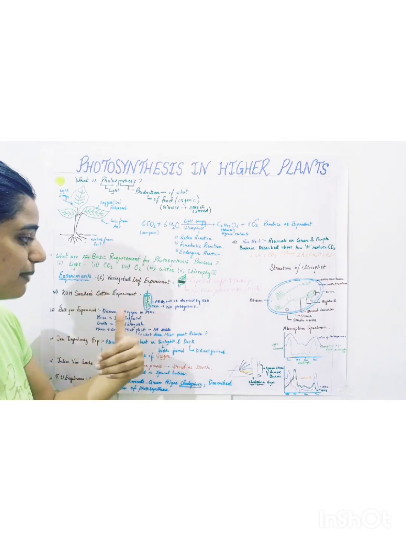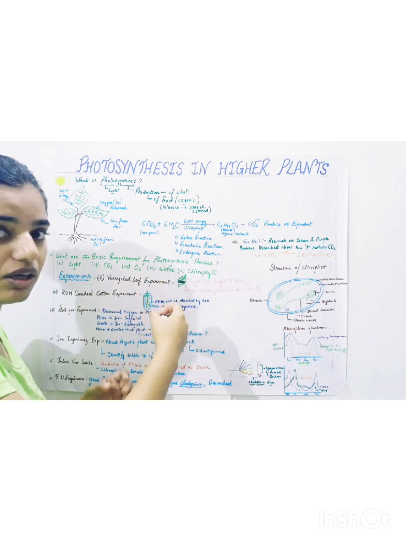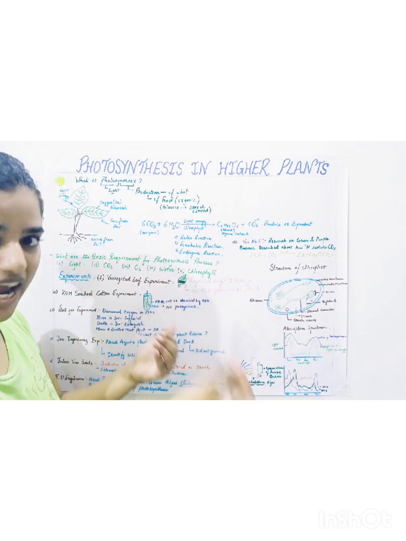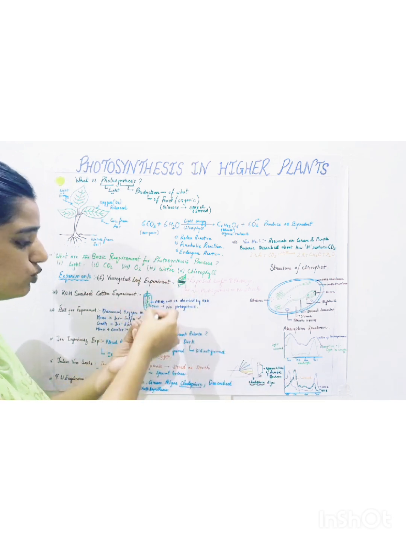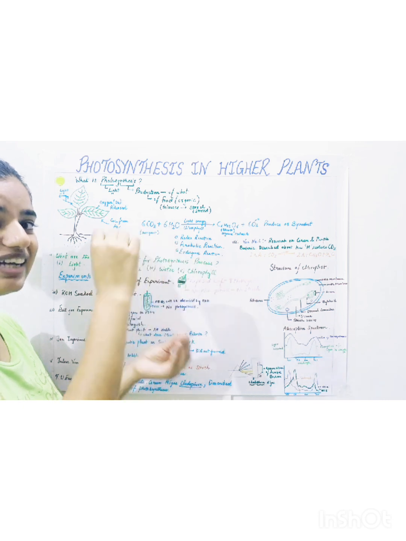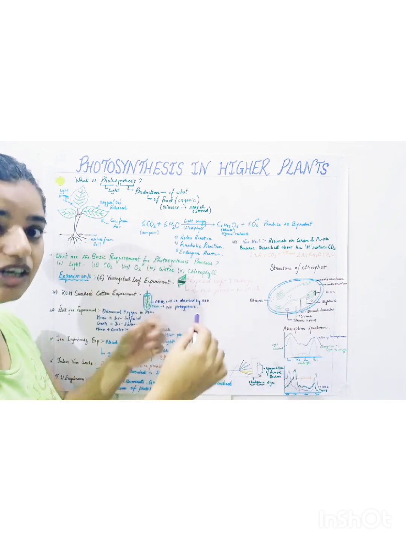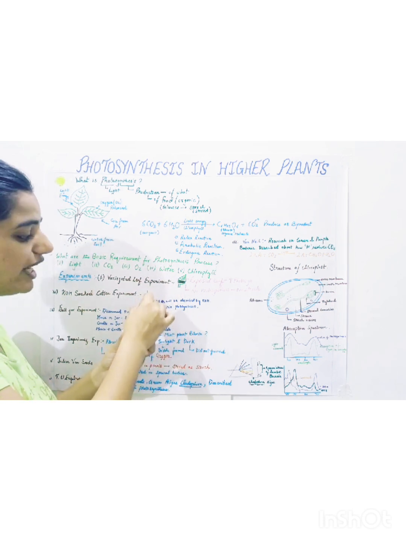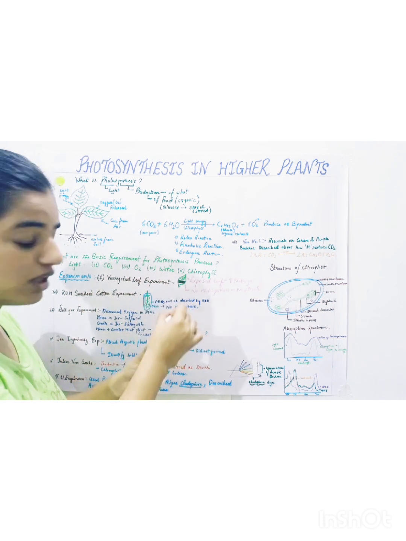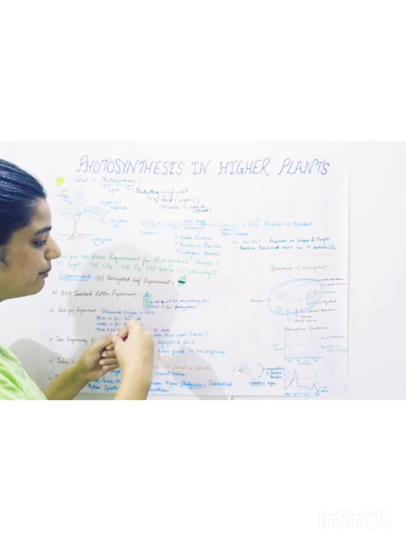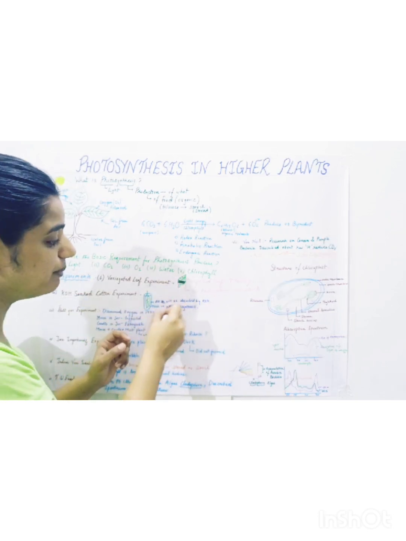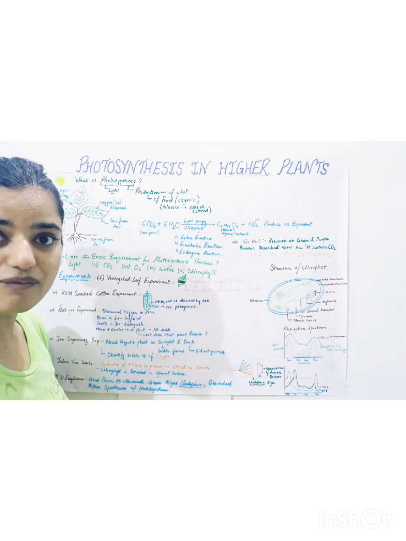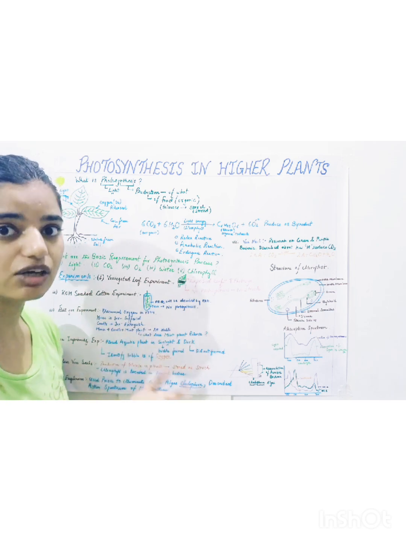The second experiment was the KOH soaked cotton experiment, in which a plant leaf was taken in a test tube, along with a test tube containing KOH. KOH is slightly alkaline and CO2 is slightly acidic, so in a neutralization reaction KOH will absorb all the CO2 from the surrounding air and form K2CO3. So now no CO2 will be available in the surrounding area, and there will be no photosynthesis in the leaf. As no CO2 is available, the plant will not be able to synthesize its own food.